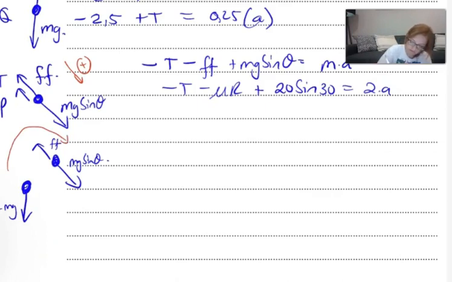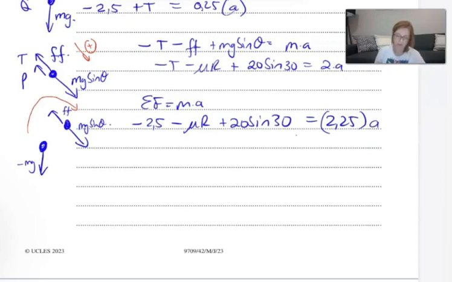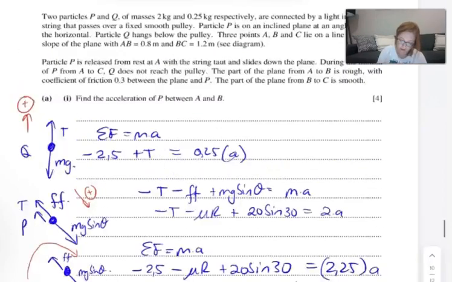So I've got minus my 2.5 of particle P, minus my friction, which is mu times R, plus my mg sine theta, or I could actually fill that in already, plus my 20 sine 30, and then my total mass is 2.25, so that's of both particles, divided by a. Okay, so I'm quickly going to zoom into R.